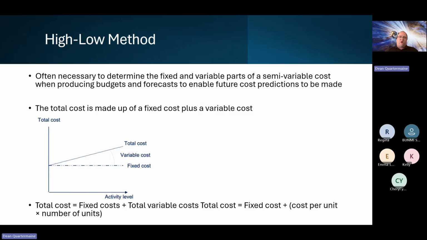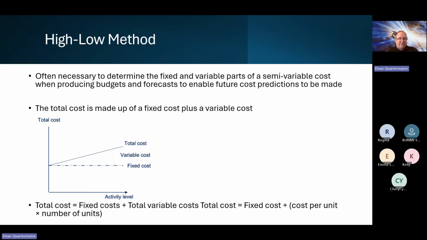And obviously, if we're going to start trying to put a budget or forecast together, we need to be able to split that fixed cost and that variable cost to be able to accurately produce a budget or a forecast based on some expected level of activity or volume. So the total cost in this case is the fixed cost plus the total variable cost.